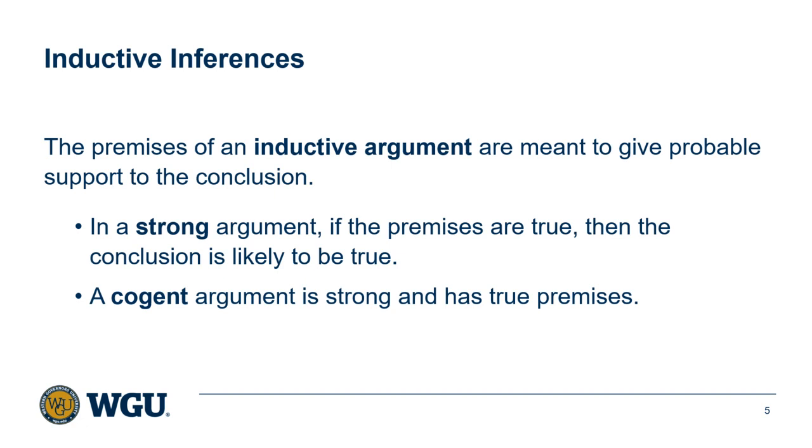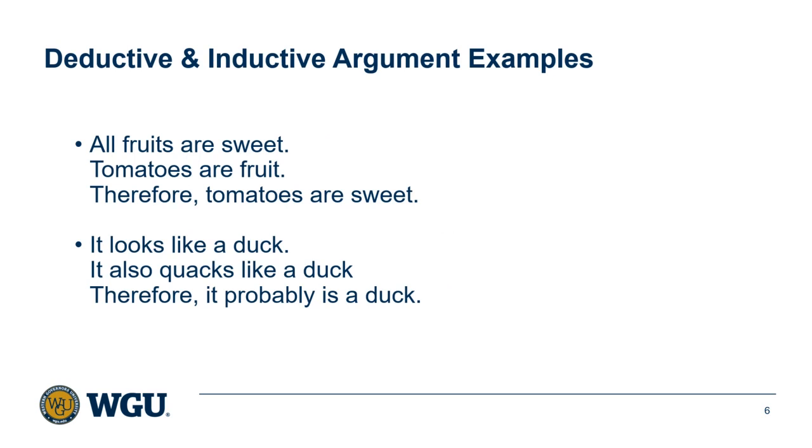A cogent argument is first strong, then we've also determined that its premises actually are true. Remember, the words strong, weak, cogent, and uncogent only apply to inductive arguments. Here's an example of each type of argument. The first is deductive, the second inductive.